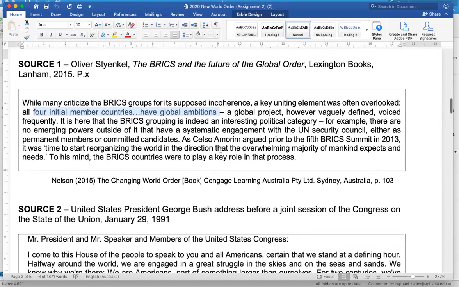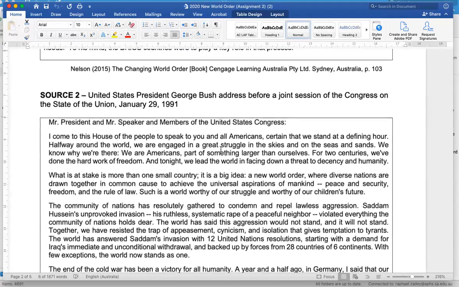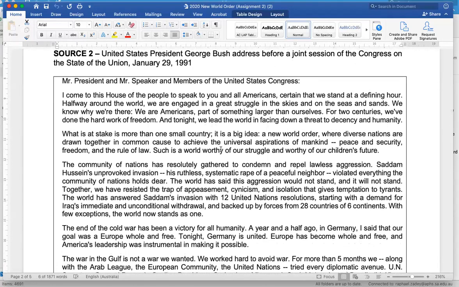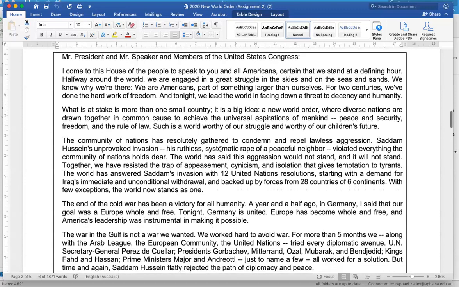Question 2. What 2 opinions are expressed by President Bush about the New World Order in source number 2? Now this is from another speech. Remember, we watched the video of President George Bush after the end of the Cold War with the collapse of the Soviet Union and the tearing down of the Berlin Wall. We watched him speaking to a group of soldiers, airmen actually. Now we're going to see what he says to the Congress.